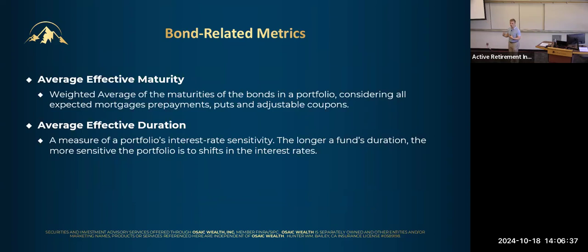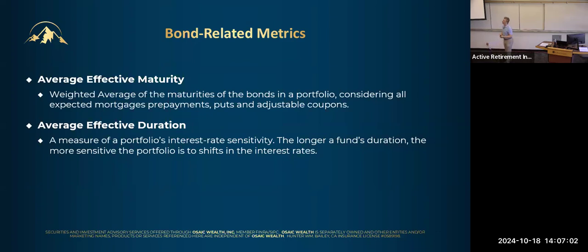First, we have average effective maturity. So if you remember, maturity of a bond is how long it lasts. If you've got a 10-year bond, that means the bond lasts for 10 years, and at 10 years, at maturity, you'll get your principal back. So average effective maturity, and these are for mutual funds or ETFs, is the weighted average of the maturities of the bonds in a portfolio, considering all the expected mortgage prepayments, puts, and adjustable coupons.